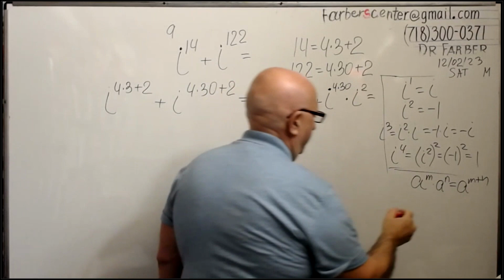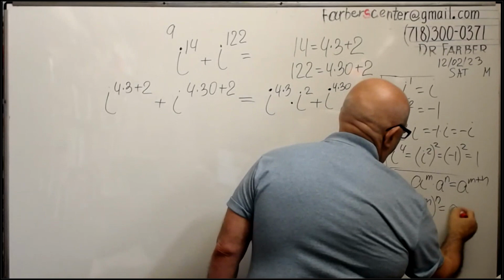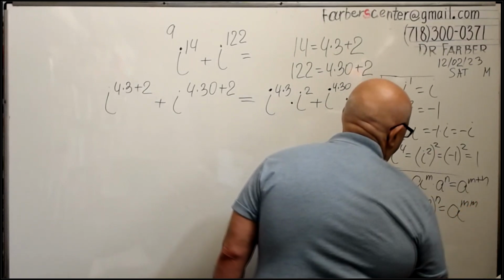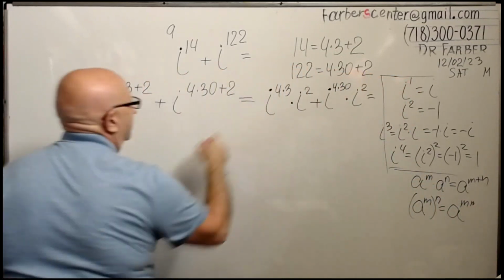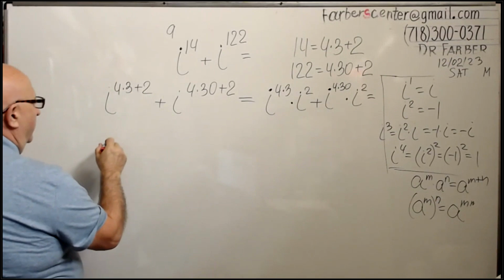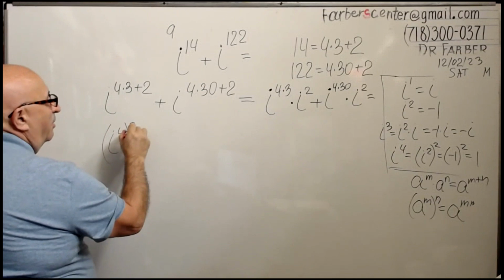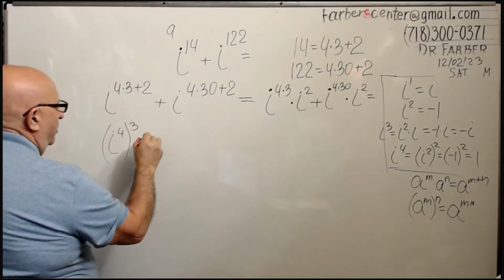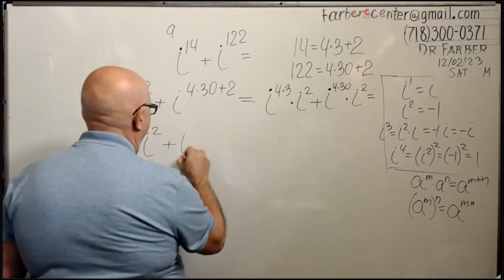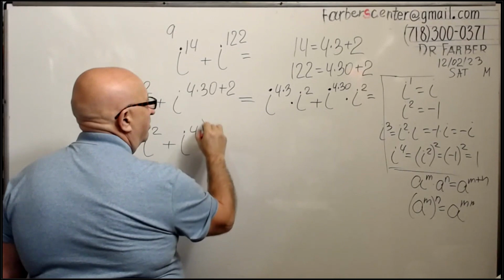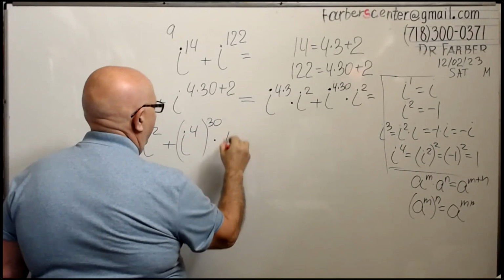Now I use another formula: a to the power m, to the power n, equals a to the power mn. I can write this one the same as i to the power 4, to the power 3, times i to the power 2, plus i to the power 4, to the power 30, multiplied by i to the power 2.